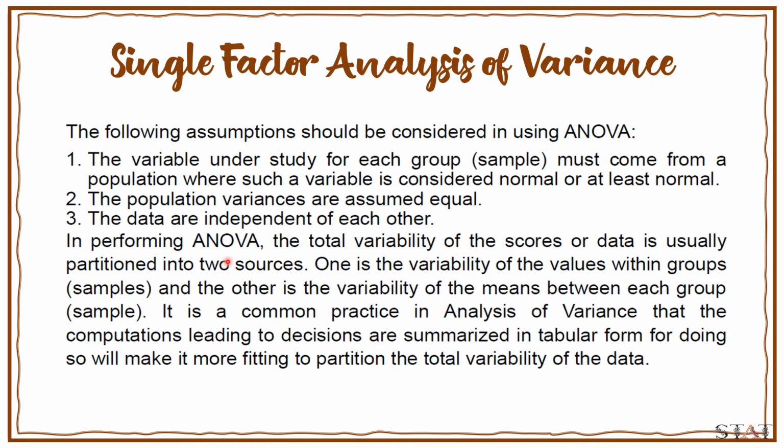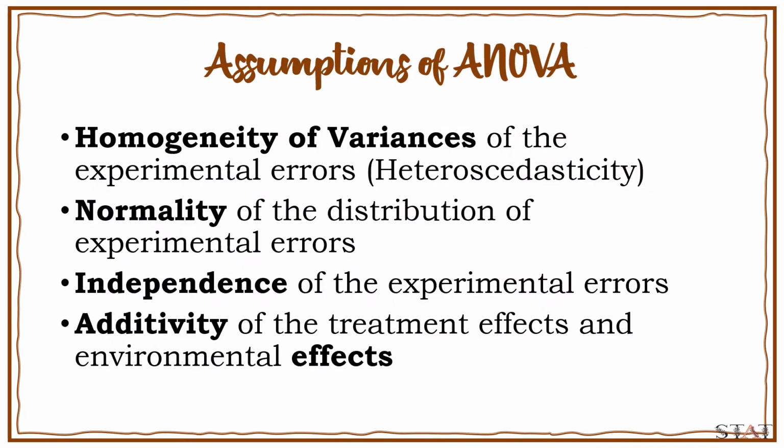In performing analysis of variance, the total variability of the scores or data is usually partitioned into two sources. One is the variability of the values within groups, and the other is the variability of the means between each group or sample. It is common practice in analysis of variance that the computations leading to decisions are summarized in tabular form, which makes it fitting to partition the total variability of the data. It will be discussed further later with our example.